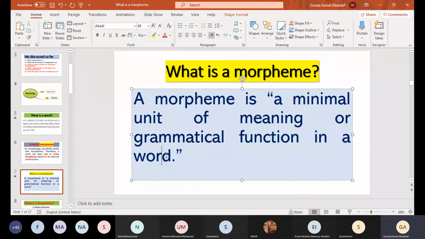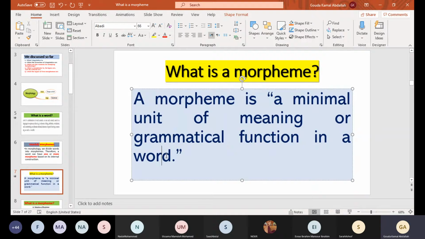So a morpheme is a minimal unit. This is the smallest unit, meaning that this unit of the word could have a meaning or could just do a grammatical function. What do you mean by grammatical function? For example, if we add an S to cat, it becomes cats. The word cat refers to an animal, while the S refers to the grammatical function of plural. So we don't have only one cat, we have more than one cat. Could be two cats, three cats, four cats, and so on.